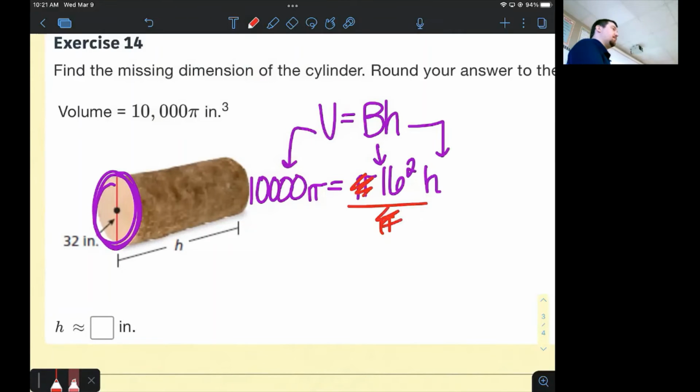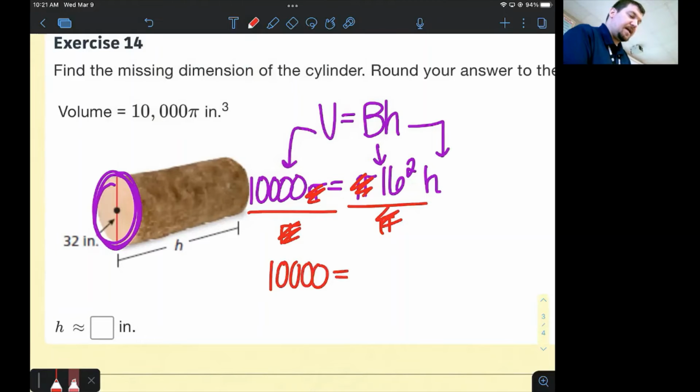It's no longer there. If I divide pi from that side, because it also has a pi symbol, I don't need to get my calculator out yet. I can just scratch that pi out. So dividing by pi just meant getting rid of the pi on both sides. So that's why I said don't times it by 3.14, because we're just going to get rid of it right now. That leaves me with this. 10,000 with no pi symbol equals 16 squared H.